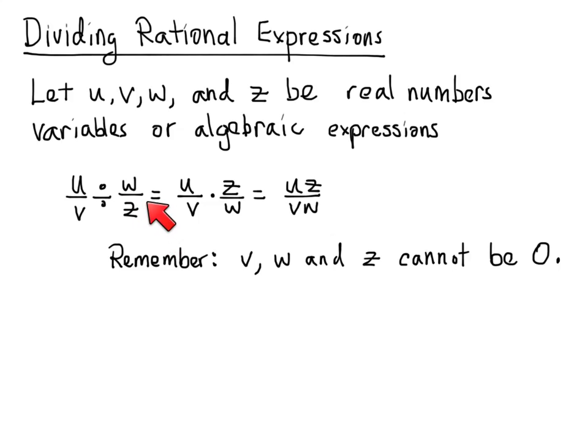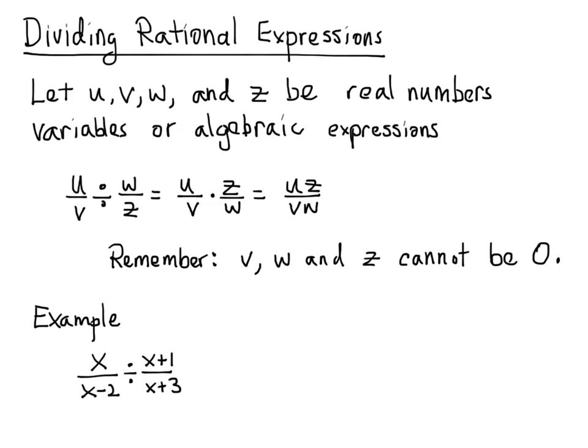If w equals 0, this is a perfectly good expression, 0 over some non-zero number. That's 0, but then we're dividing by 0 with this overall operation. And so it turns out that the only thing that can be 0 in this whole expression is u. 0 divided by any non-zero number is 0, and so that still holds here. We just can't have anything that we're using as a denominator or as a divisor be 0. Okay, so let's look at a quick example here.